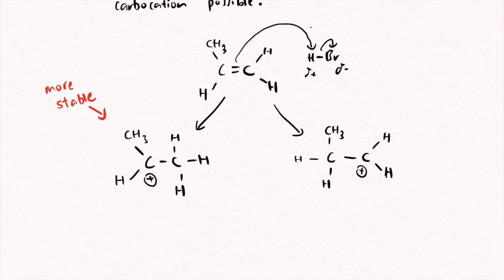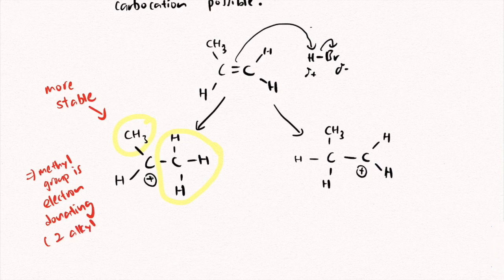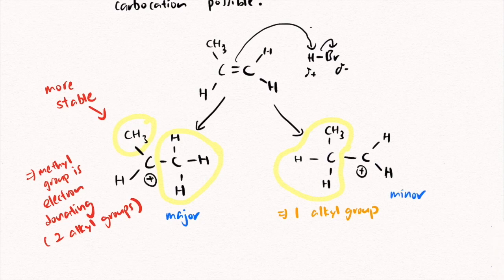The carbocation on the left has two methyl groups, CH3, attached directly to the electron-deficient carbon, or the carbon with the positive charge. As the methyl group is electron-donating, it will stabilize the carbocation to a greater extent as compared to the carbocation on the right, which only has one alkyl group attached to the electron-deficient carbon. Hence, since the carbocation intermediate on the left is more stable than that on the right, this will form the major product, while this will form the minor product.